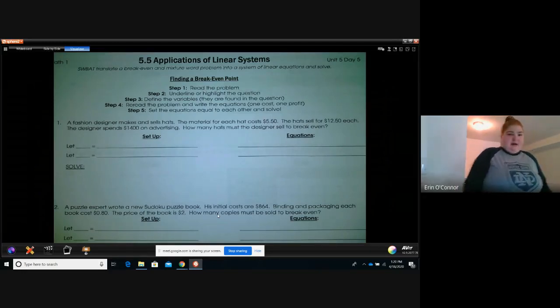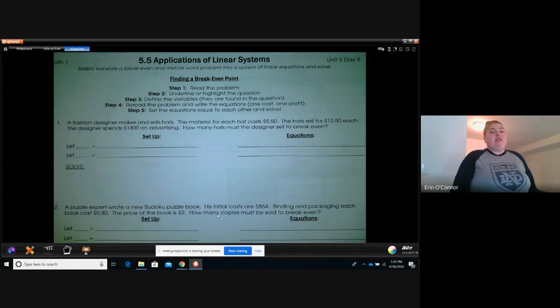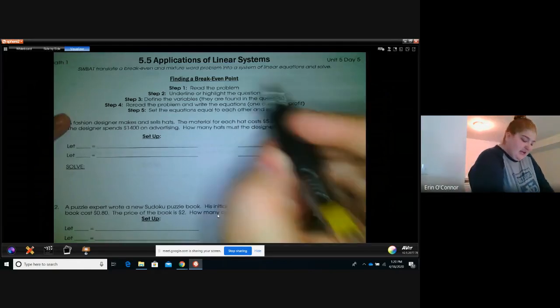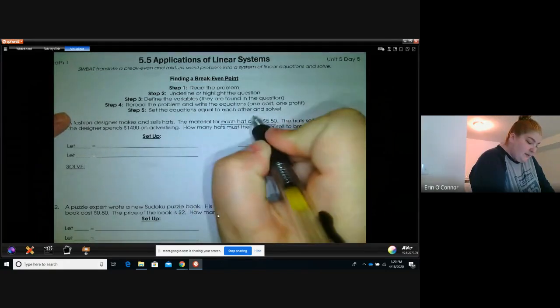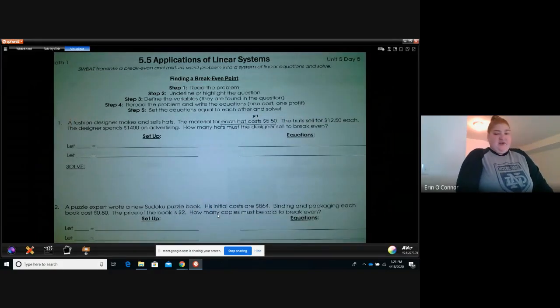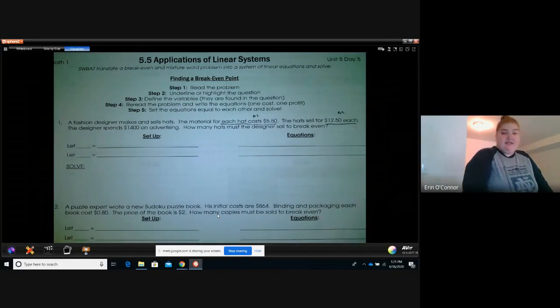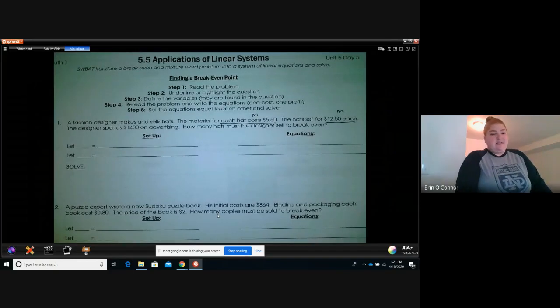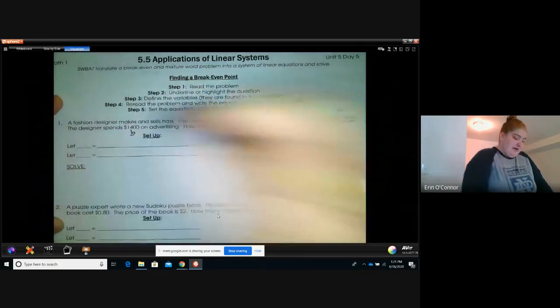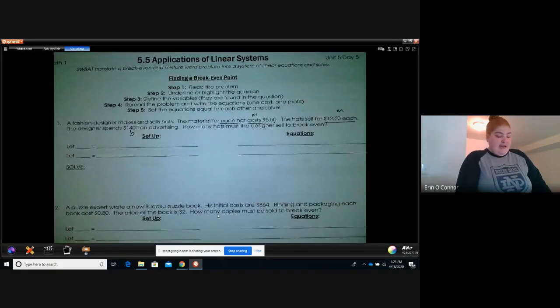So first, let's read the problem. A fashion designer makes and sells hats. The material for each hat, when you see that word each, think slope, costs $5.50. The hats sell for $12.50 each. Again, that's going to be a different slope. The designer spends $1,400 on advertising. That's like a base fee, so that's going to be a y-intercept. How many hats must the designer sell to break even?